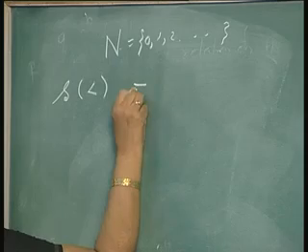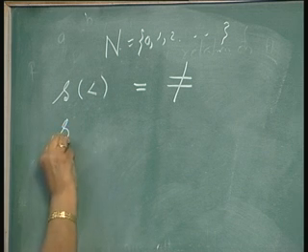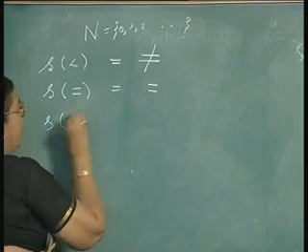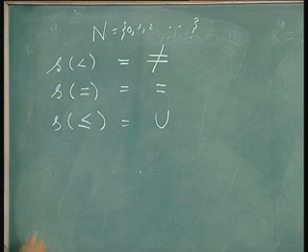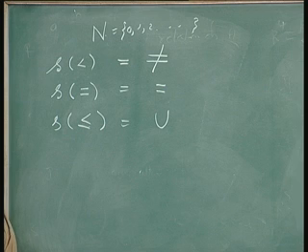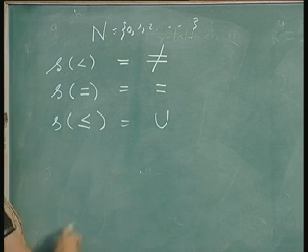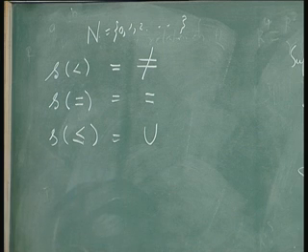So, the symmetric closure of less than relation will be the not equal to relation, and the symmetric closure of equal to relation is equal to, and the symmetric closure of less than or equal to relation is the universal relation. Because equal to means no arc between any two nodes, you will not add any more arcs. In the less than or equal to, there will be self loops at every node, and also when there is an arc like this, you will also add the other way around. So, that will give you the universal relation on the set of natural numbers.